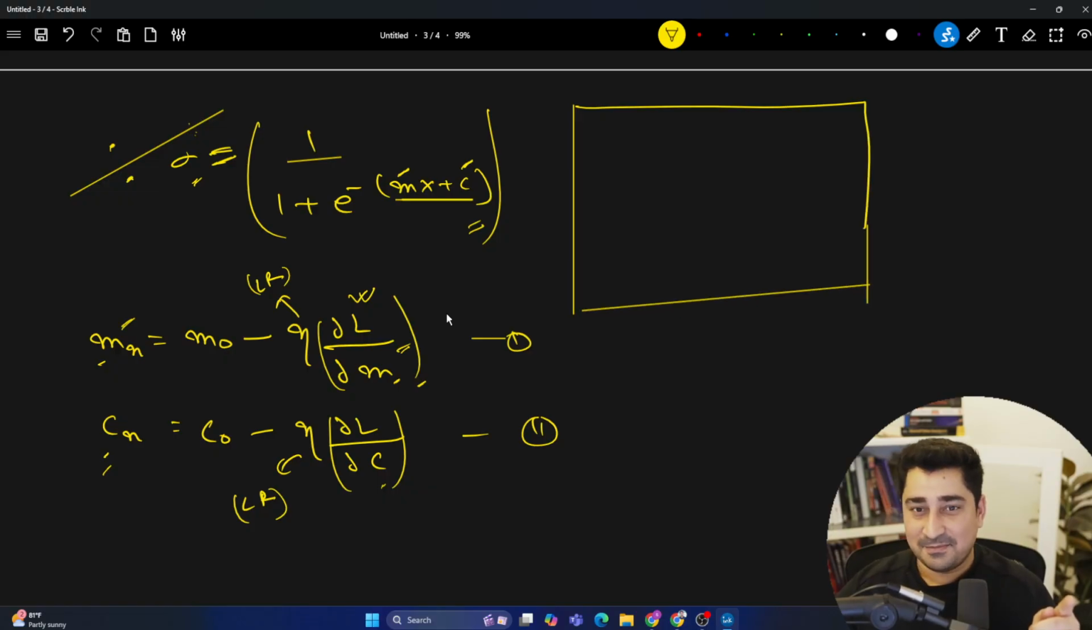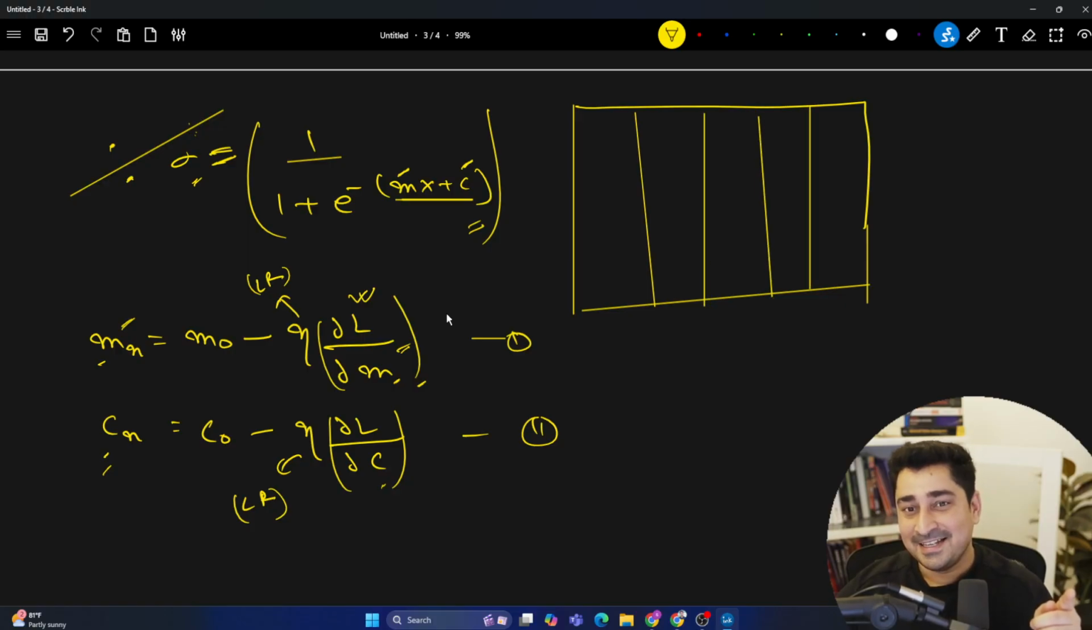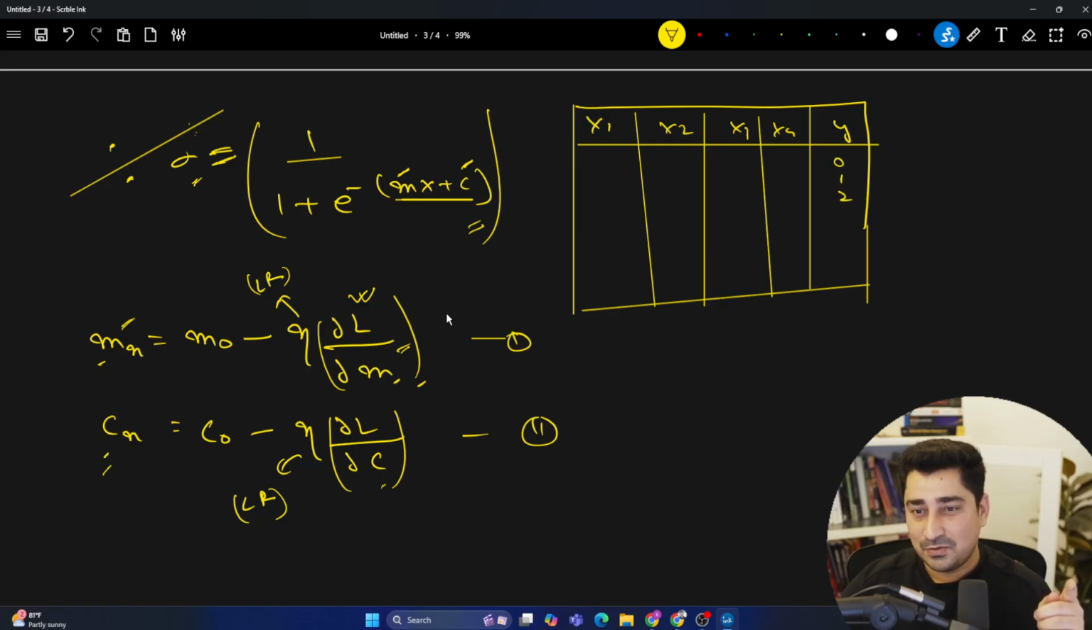What is the meaning of dimensionality reduction? Dimensionality reduction has nothing to do with your number of levels. So x1, x2, x3, x4, and then this is the y. Let's suppose we have 0, 1, 2, 4, 5, 8, or instead of writing this, I can write A, B, C, D, E.